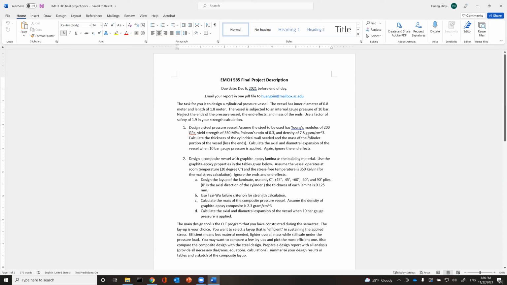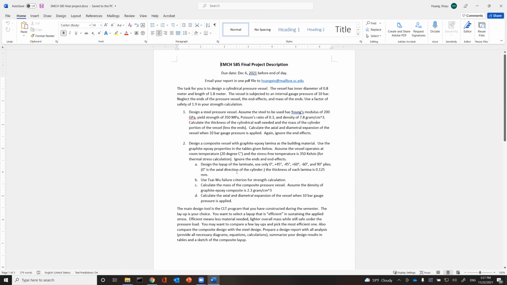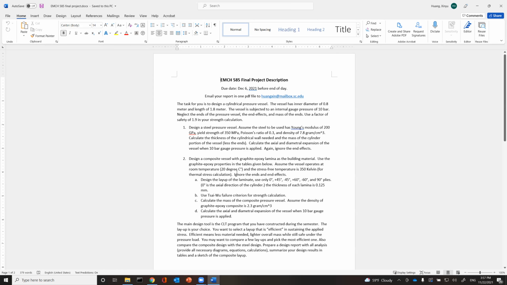Later on, once you finish designing a composite one, you can compare with this one in terms of weight, deformation, things like that. That's the control case. The second part is really the meat of the project. I want you to use your code. You design the layup, check the failure threshold, apply the safety factor, and then calculate the mass and calculate the elongation with pressure applied, and compare that with the metal case. It should have all the conditions you need to do the design.